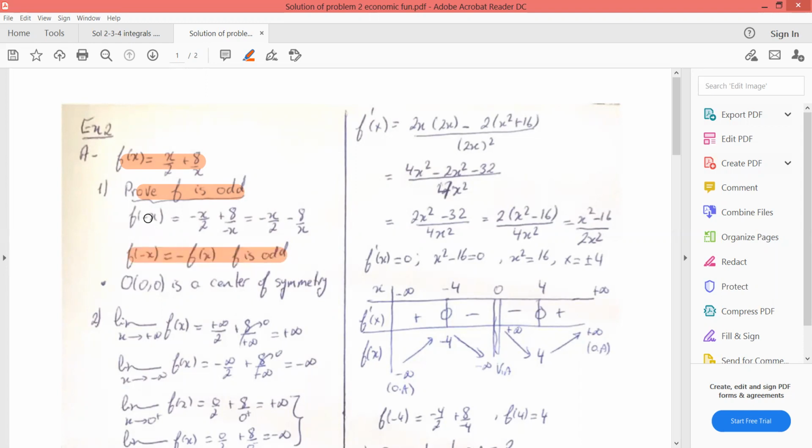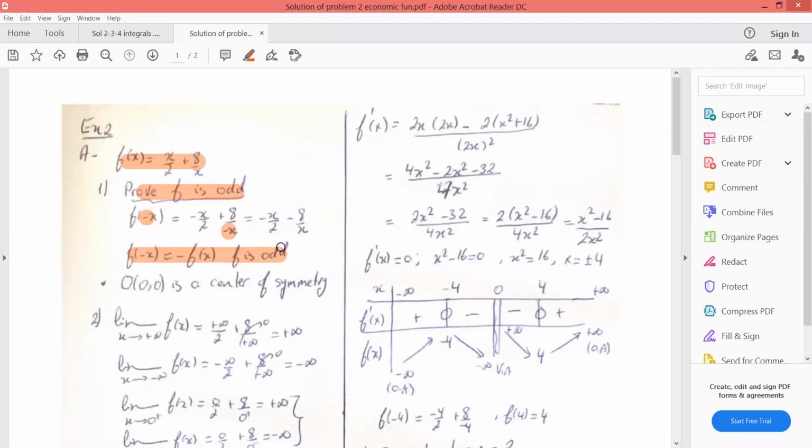So I find f of minus x. f of minus x is calculated by replacing each x by minus x. This x is replaced by minus x, which gives minus x over 2, and this x is also replaced by minus x. So it becomes minus x over 2 minus 8 over x, which equals minus f(x). F is odd.